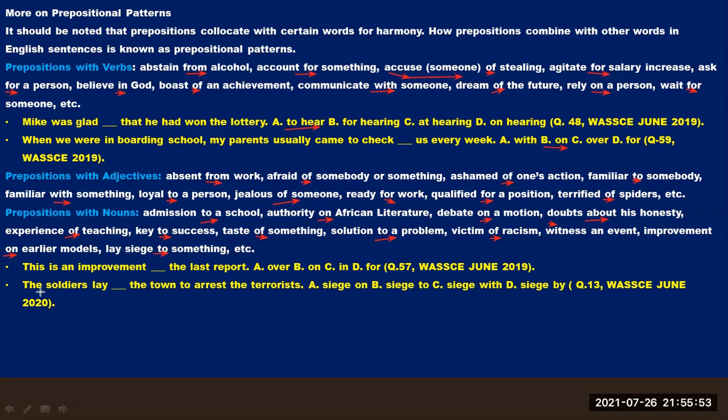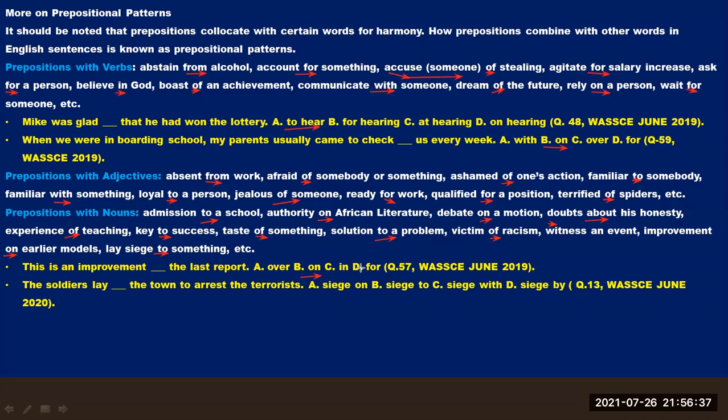Now it features, let's look at two specific past examinations, and the first one here is taken from question 57 of the West African Senior School Certificate Examination of June 2019. And here what we have is, this is an improvement dash the last report. Option A, over, no. Option B, on, is correct. This is an improvement on the last report. Improvement in is incorrect. Improvement for is incorrect.